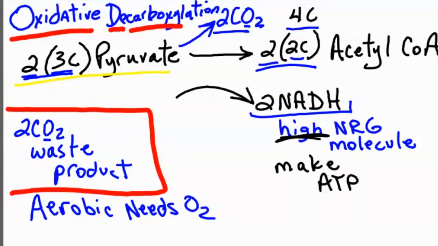Number 9, how many CO2s were produced as a waste during this step? 2, very good. Number 10, how many ATPs were made during this step? 0. Okay, we did have some energy. How many of those NADHs did we produce? 2, very good. And at the end, over here, what are our products? Acetyl-CoA and NADH. How many acetyl-CoAs? 2. How many NADHs? 2.